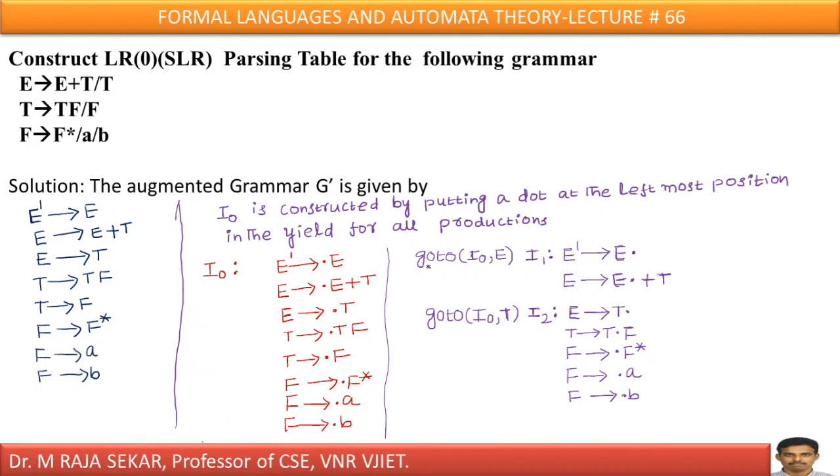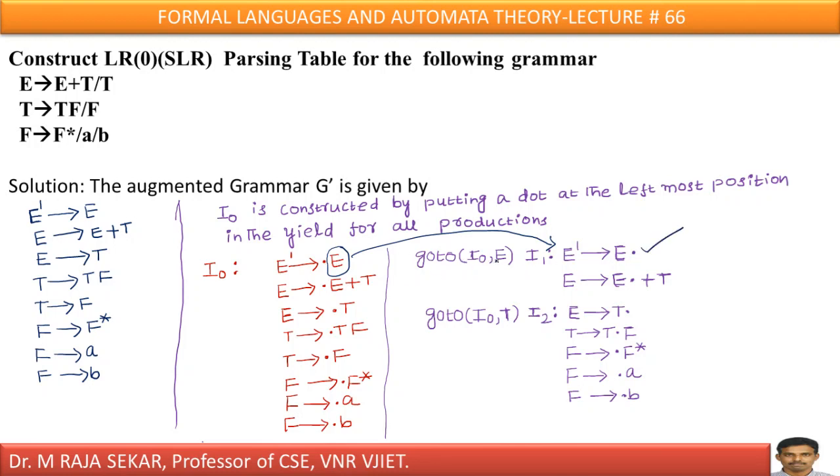Now, how can I construct I1? It is simple and straightforward. Just consider I0. After the dot, you have the symbol E. Therefore, I must write goto of I0 comma E. Why am I writing E? Because after the dot I have the letter capital E. What will this production become? I must move the dot to the right hand side of this variable. Therefore, it becomes E dash goes to E dot.